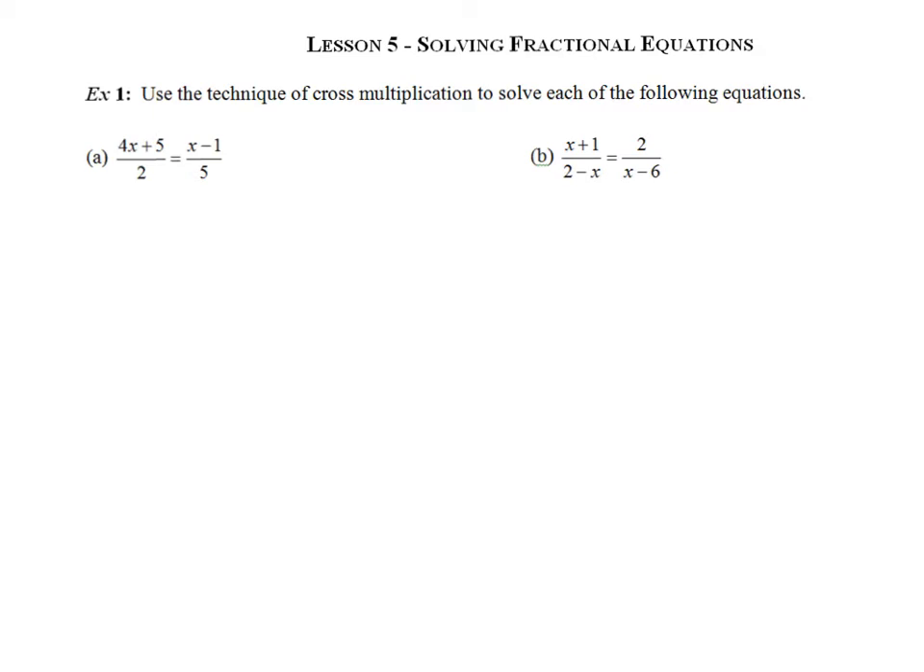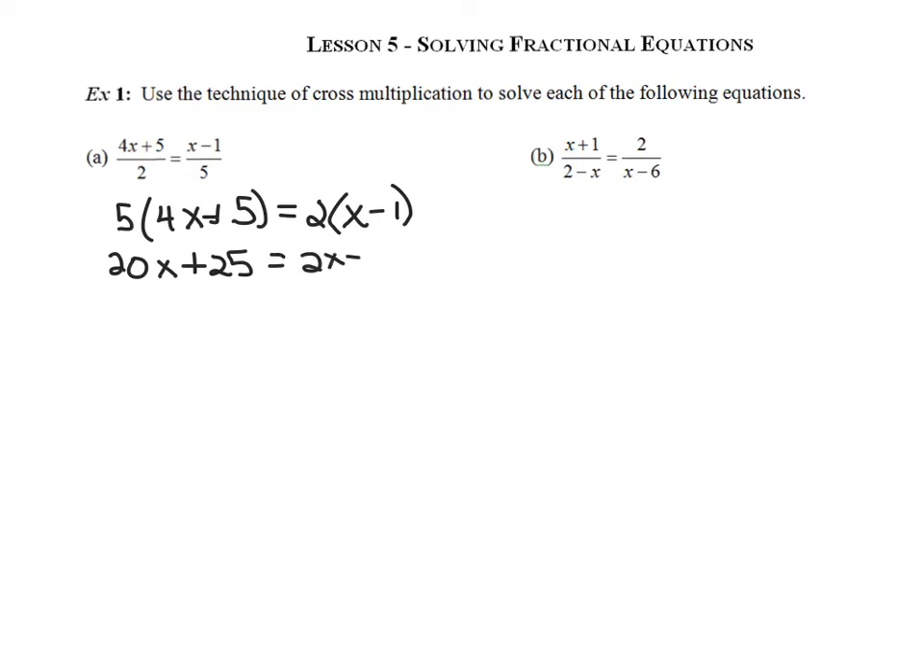So in the first example, I'm going to say let's multiply the 5 times 4x plus 5. And then go the other direction, so 2 will be multiplied by x minus 1. This is a nice, easy equation to solve. I've got 20x plus 25 is equal to 2x minus 2. Subtracting 2x from both sides, that gives me 18x, and I can also subtract 25 from both sides, giving me negative 27. Divide both sides of the equation by 18. So I now have the solution x equals negative 3/2.